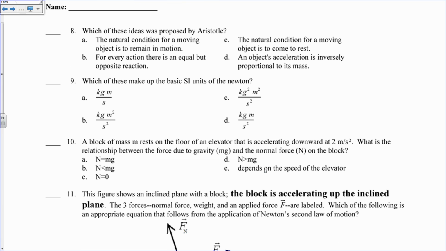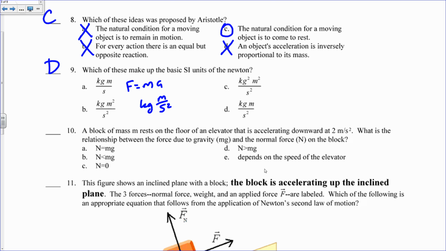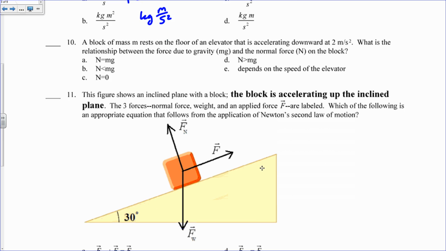Which of these ideas was proposed by Aristotle? Remain in motion. Okay, he didn't say that at all. Every action, that's Newton's third law. Natural condition for a moving object is to come to rest. Okay, yeah, he thought that objects had this natural state of rest, and this is Newton's second law for part D. So C. Which of these is the basic SI units of the Newton? This is force. So it's kilogram meter per second squared. That is D.